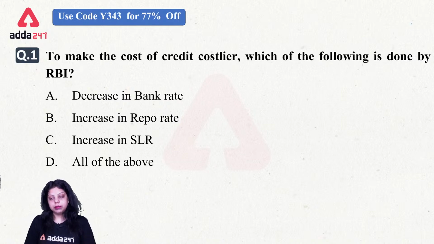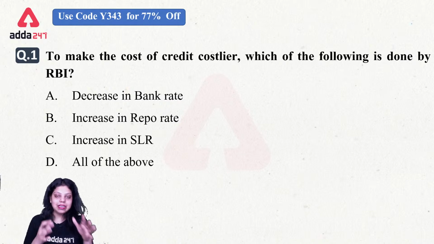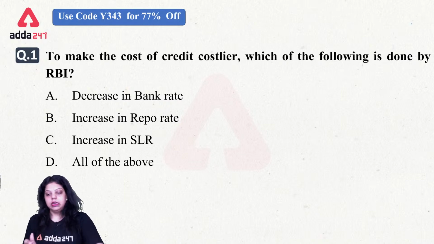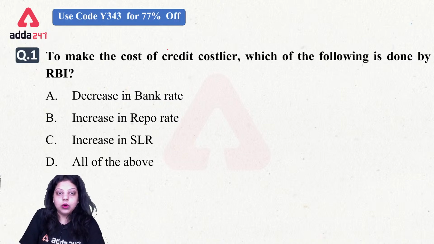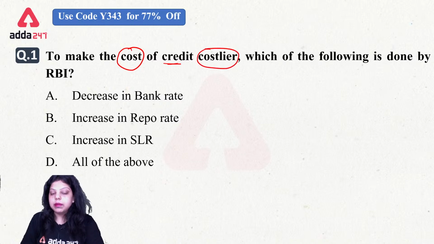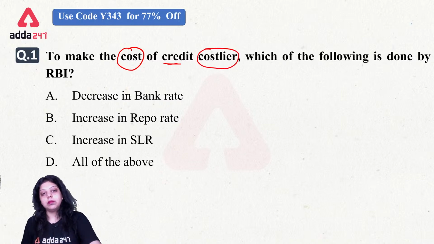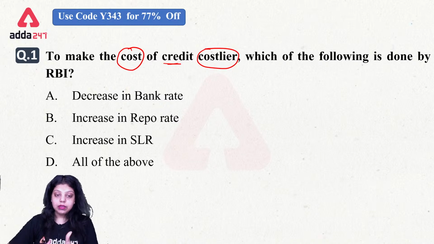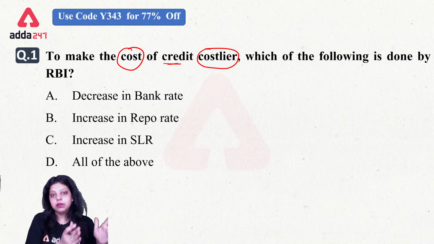It will be all of the above. Read the question carefully, focus on the key points of the question. The question is asking that RBI wants to make the cost of credit costlier. RBI wants that the credit which RBI is providing in the market will be available at a higher rate of interest for the customers, for the public, for the banks.